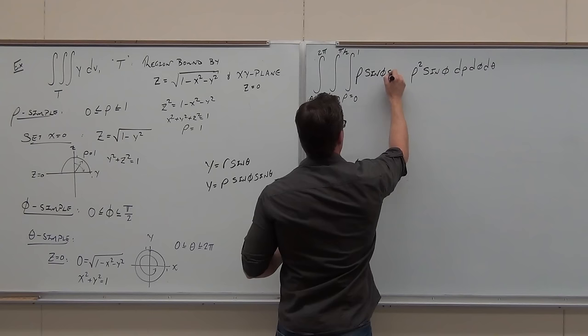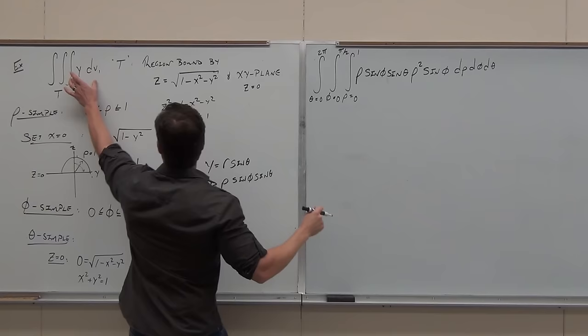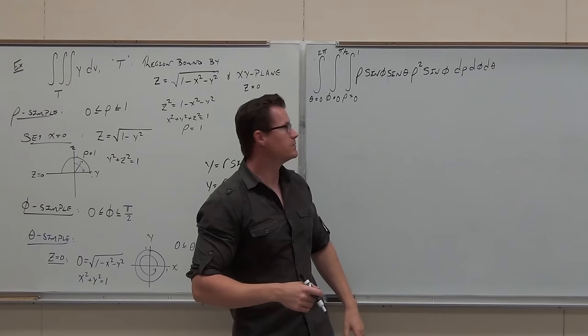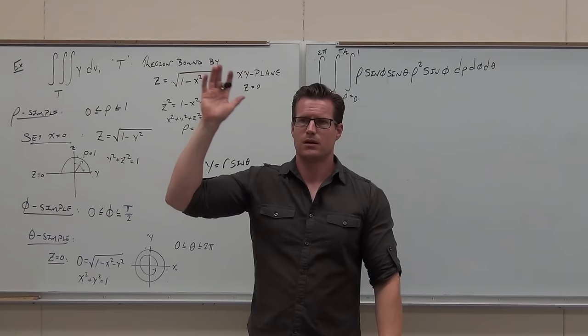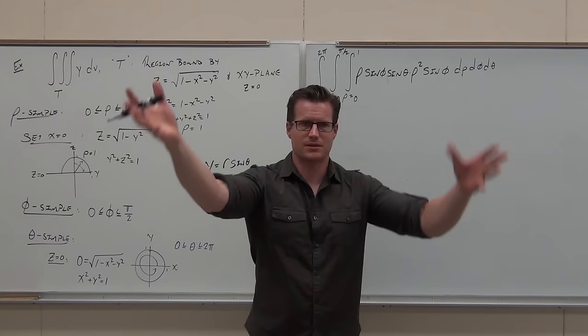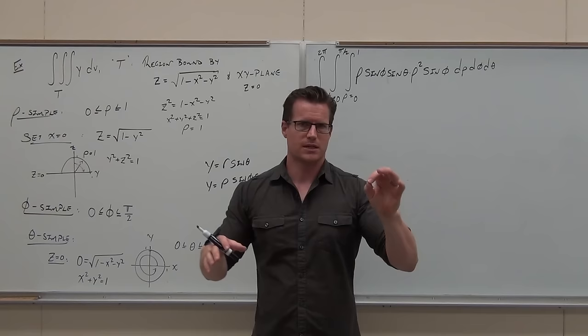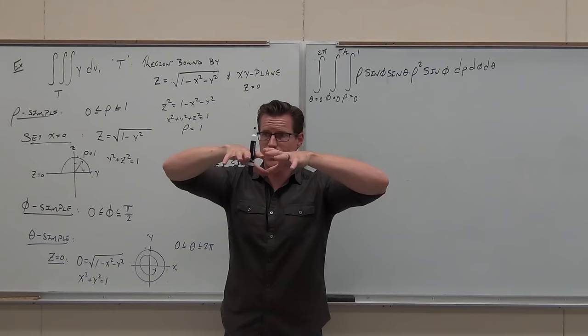So y becomes this. We always get this for spherical, and then we got d rho, d phi, d theta. So we feel okay with that. Now stop. You need to listen to this. Stop. Listen. But if you have to put down your pencils, I don't care. I'll tell you what. You know that this thing is going to have a certain mass, right? It's going to have a mass.